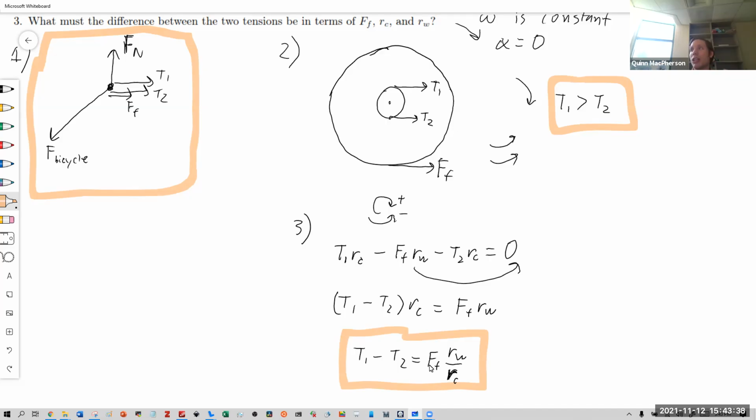Basically, this is your gear ratio, caused by the difference between the cassette radius and the wheel radius. The difference in the tensions will have to push harder than friction because it has a smaller lever arm. Okay, that's how you solve that problem.